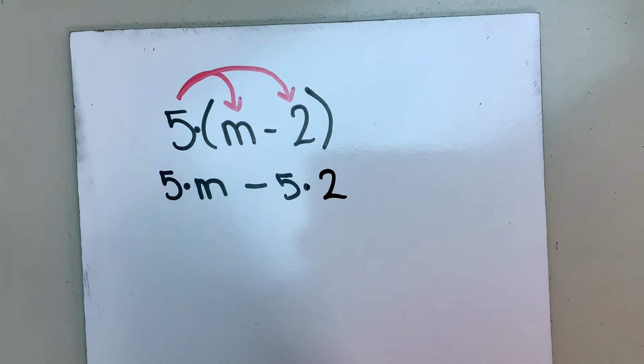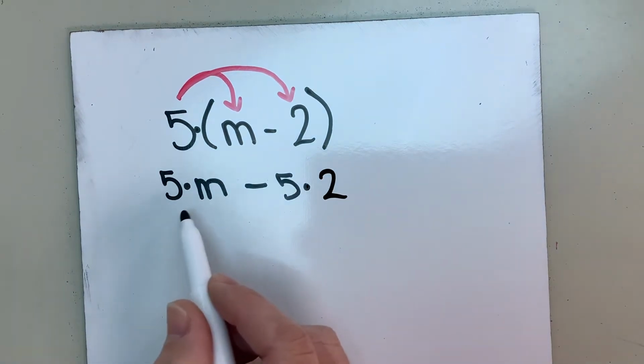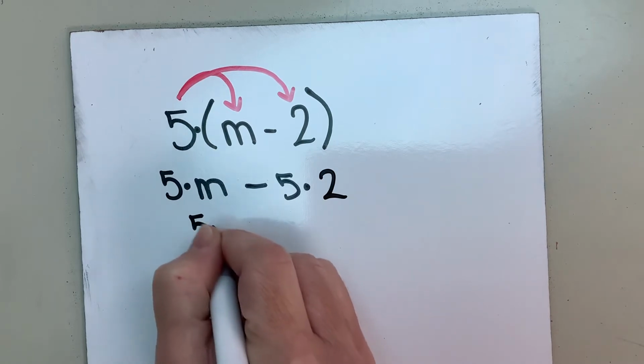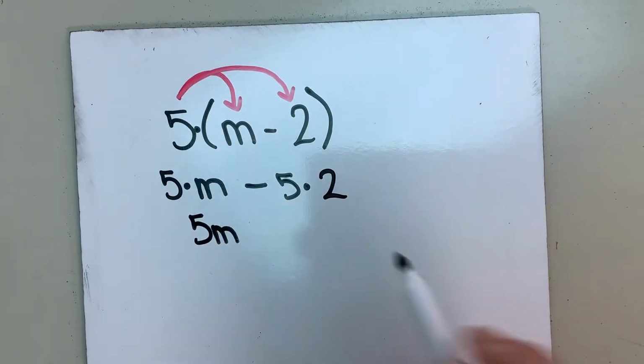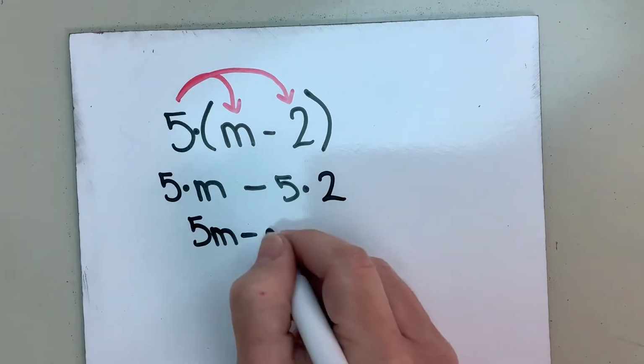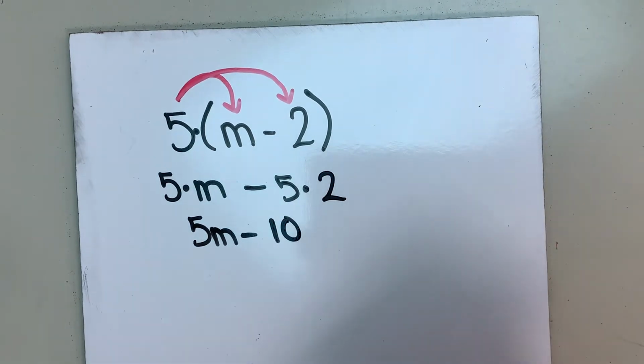And we're going to simplify this. I don't need the dot because, again, this is my coefficient, and it means multiply whenever it's next to a variable. Minus, and then 5 times 2 is 10. And that is the final answer.